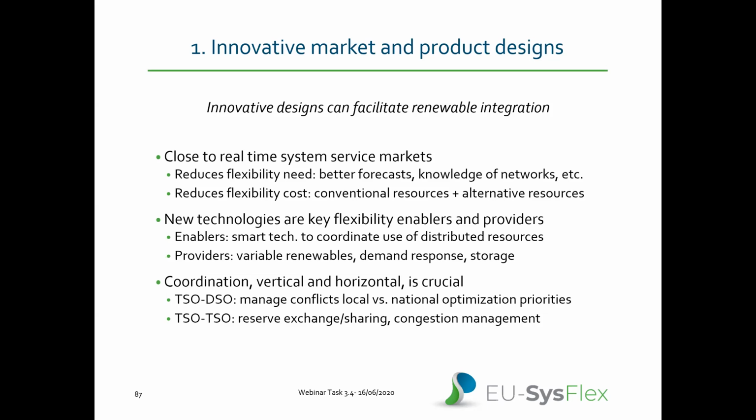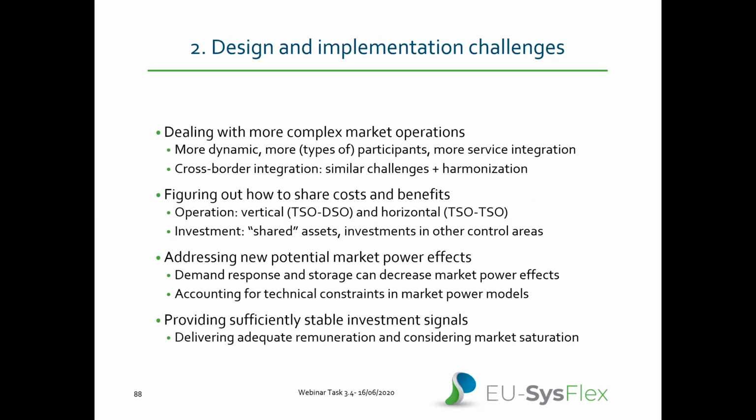We have also seen that new technologies are key flexibility enablers and providers, in the very obvious sense that they allow the coordinated use of a bunch of distributed resources, but obviously also as providers. So we saw variable renewables, demand response, and storage play their part in providing these new products. And then obviously also that coordination, both vertical and horizontal, is crucial. We saw on the TSO level this management of conflicts between more local and more national or even supranational optimization priorities that we get in the case of TSO coordination, where we are talking about reserve exchange and sharing, but also congestion management.